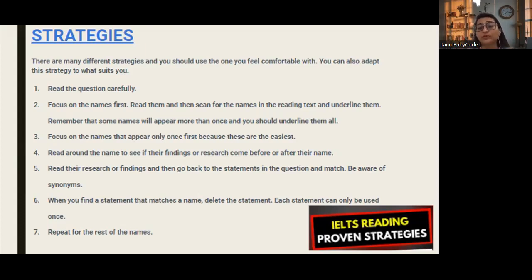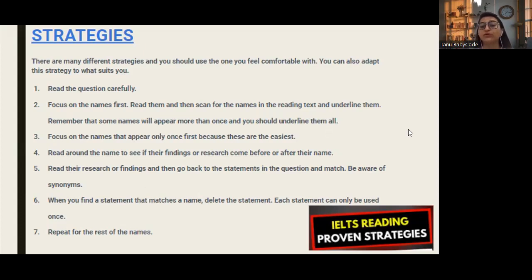The first one is read the question carefully. Very important. If you read your question carefully, you need not go back to the question again and waste your time. Focus on the name words. Always read the names first, scan for the names in the reading test and underline them. Underline all the names. Remember that some names will appear more than once, so you should underline them all. If you are reading John twice or thrice, underline it every time you see it.